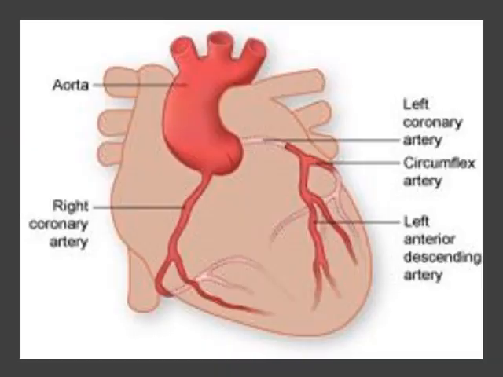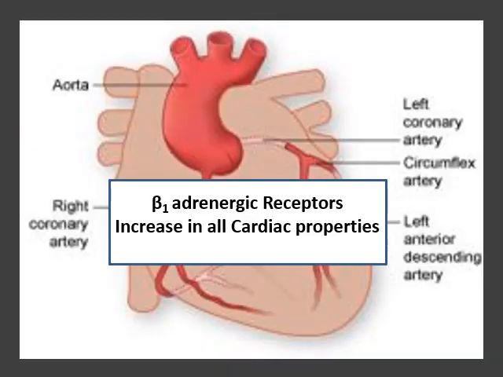The effect of sympathetic nervous system on the heart. By stimulation of beta-1 adrenergic receptor, there is increase in all cardiac properties, excitability, rhythmicity, conductivity, and contractility, manifested on the patient as increase in the heart rate and the arterial blood pressure.